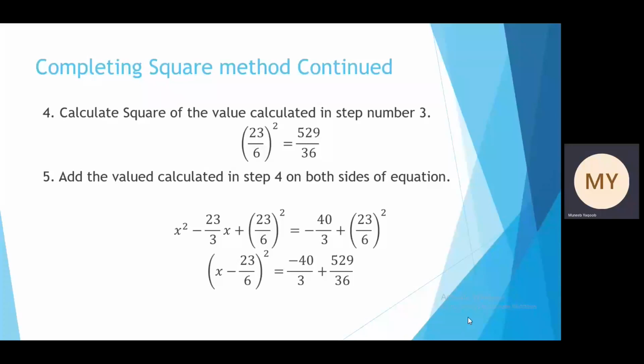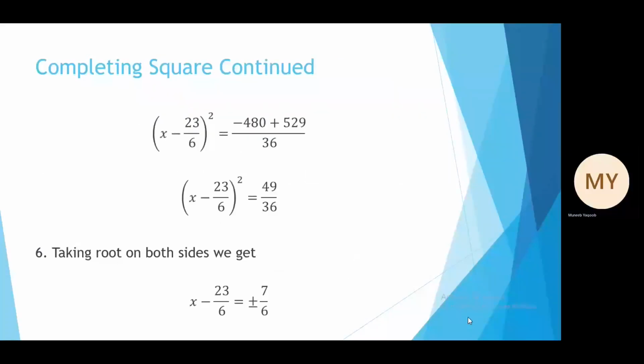While on the right hand side, we will simplify the second term, so it will become 529 upon 36. Now we will take LCM on the right hand side. So it will become x minus 23 upon 6 whole square equals minus 480 plus 529 upon 36. So in the next step, it will become x minus 23 upon 6 whole square equals 49 upon 36. Now we can take root on both sides. So it will become x minus 23 upon 6 equals plus minus 7 upon 6.